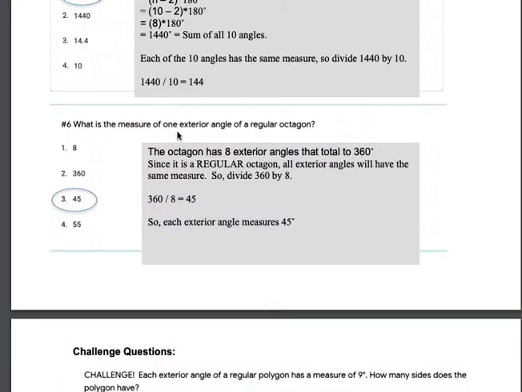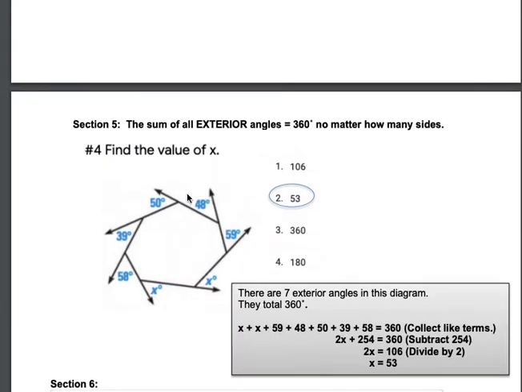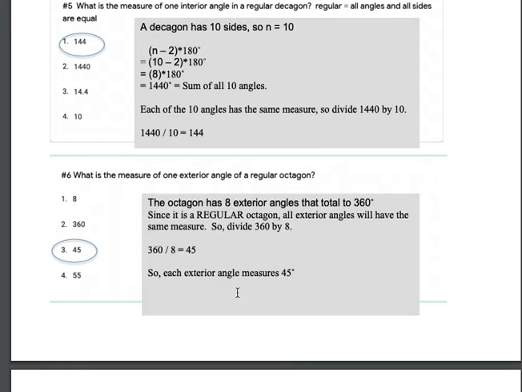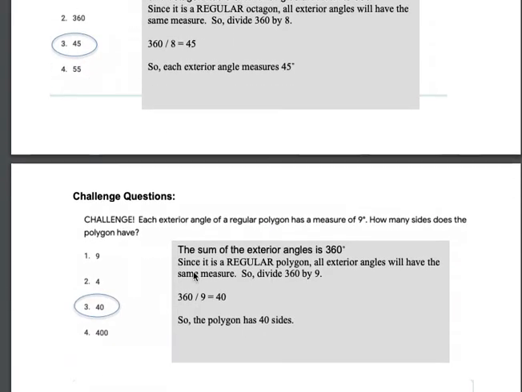What's the measure of one exterior angle of a regular octagon? Well, all of these exterior angles are going to be the same measure, and they all add up to 360 no matter how many sides it has. So if you know there's going to be 8 exterior angles, and they total 360, just take 360 and divide it by 8, and you get 45 degrees each.